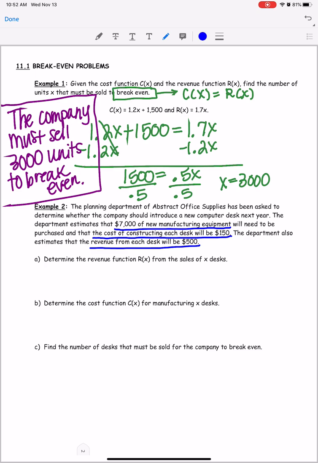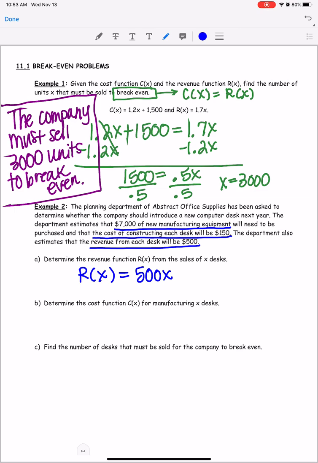So A says determine the revenue function R of X from the sales of X desks. Sorry. Okay, so here's where they're talking about my revenue. My revenue, R of X, equals, if I'm getting $500 from each desk, and we're going to call desks X, that is 500X. Each desk is 500.